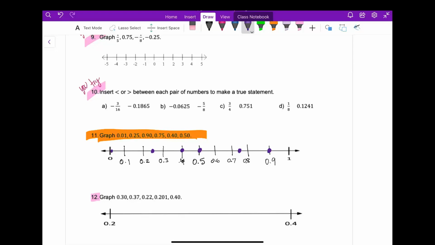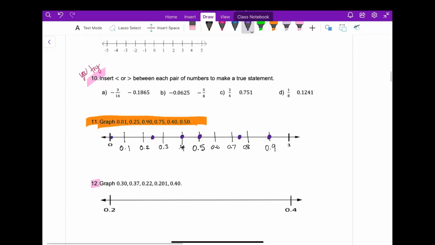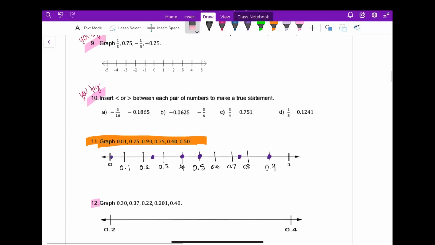And what you're going to notice in this case is that I wanted you to focus on your numbering. This one starts at 0.2 or 2 tenths, and this one starts at 4 tenths. Make sure that you are paying attention to those and that your lines are evenly spaced as much as humanly possible.